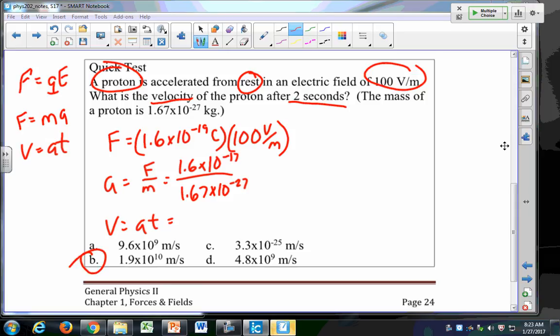In a real mass spectrometer, it wouldn't get up to that speed, because that's beyond the speed of light. It wouldn't actually travel for 2 seconds. It would travel for a much smaller time. I just used that to make the numbers easier. Okay? We'll see that again when we get into magnetic fields.